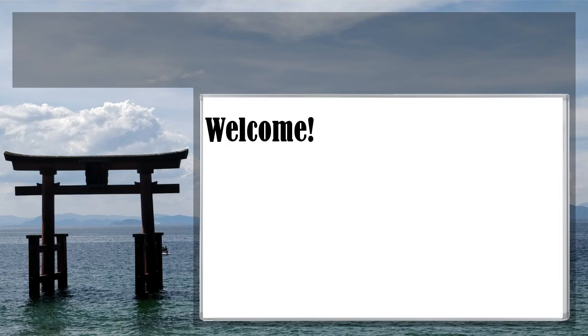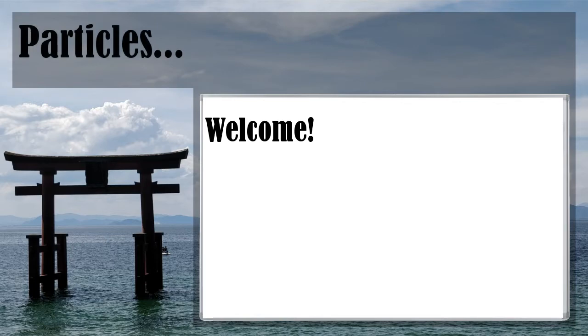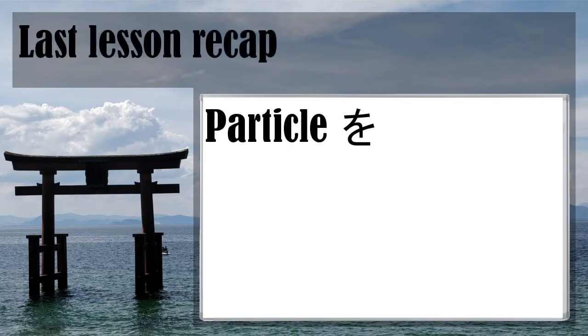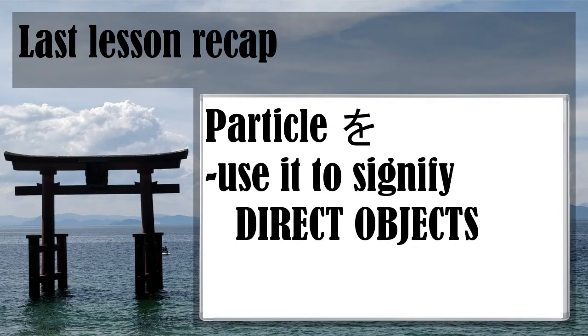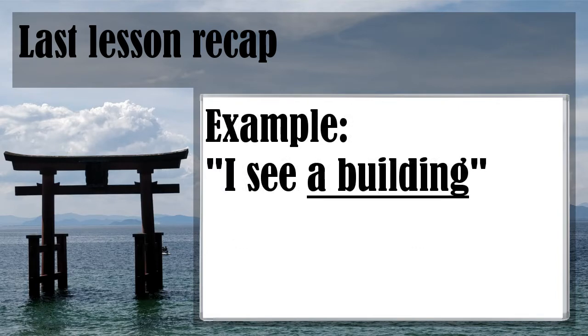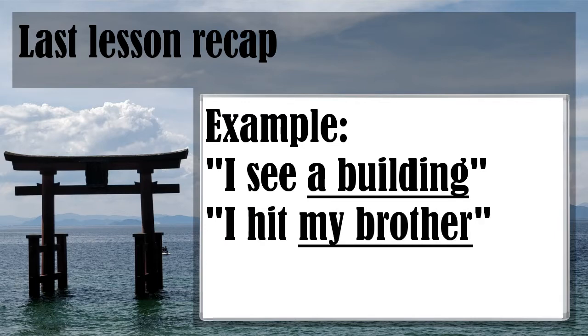Now this lesson is dedicated to some more particles, so we're back to particles. The last lesson covered the particle wo, and it explained how to use the particle and how to add direct objects to your sentence. So now you can say stuff like, I see a building, or I hit my brother, for example. The building and the brother being the direct object.